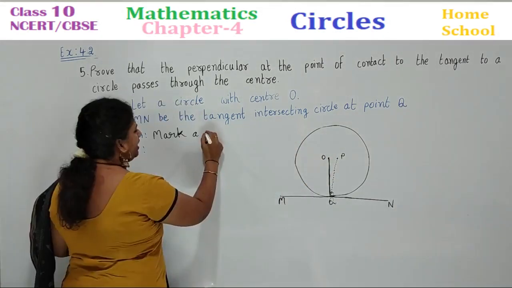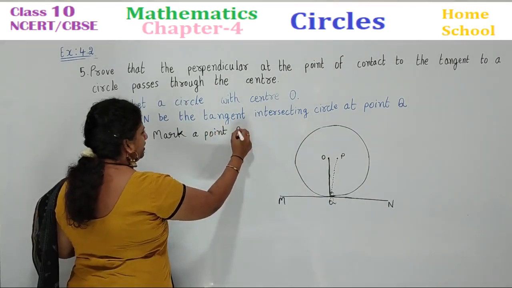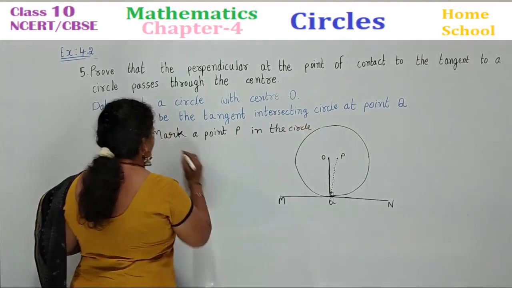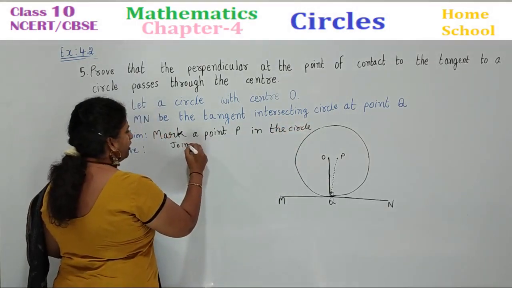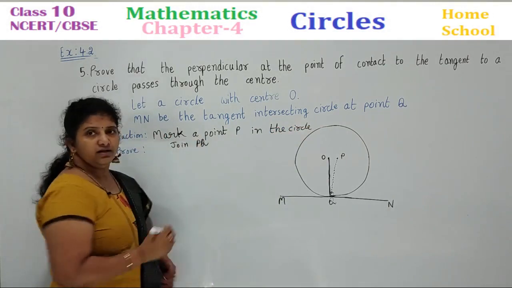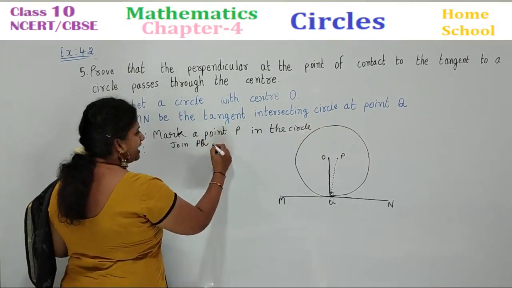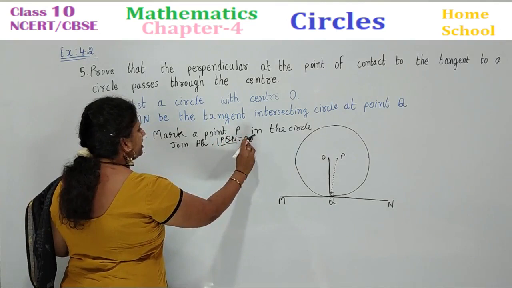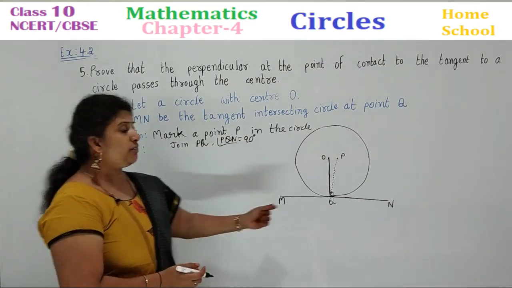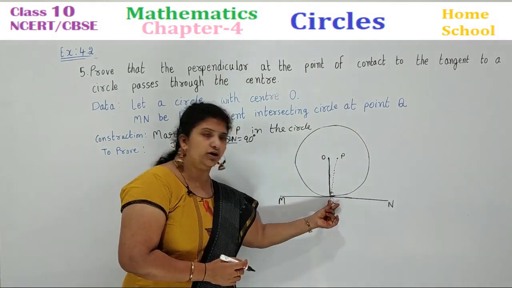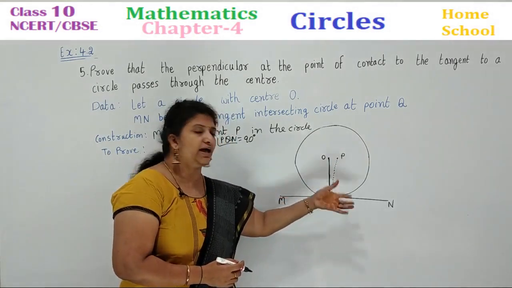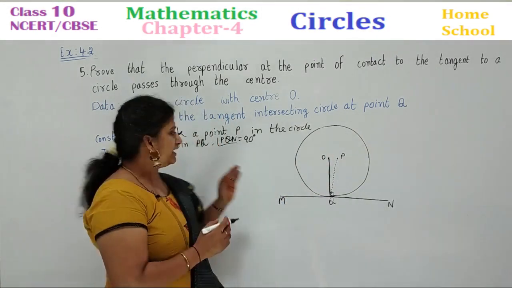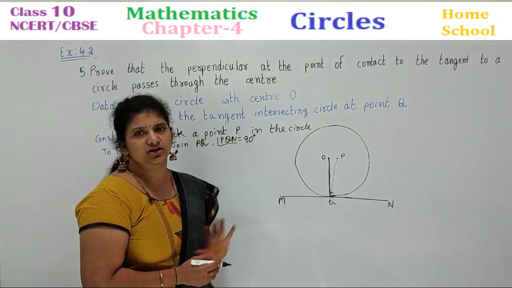Anyway you take. Mark a point P in the circle. Join PQ. Okay. Let us assume that angle PQN is equal to 90 degrees. How can we assume, children? Always from the point of contact, tangent point of contact, whatever you can see the line, they are perpendicular, you say. Either it is at the center or not, we don't know. Right? We are assuming that angle PQN is equal to 90 degrees.